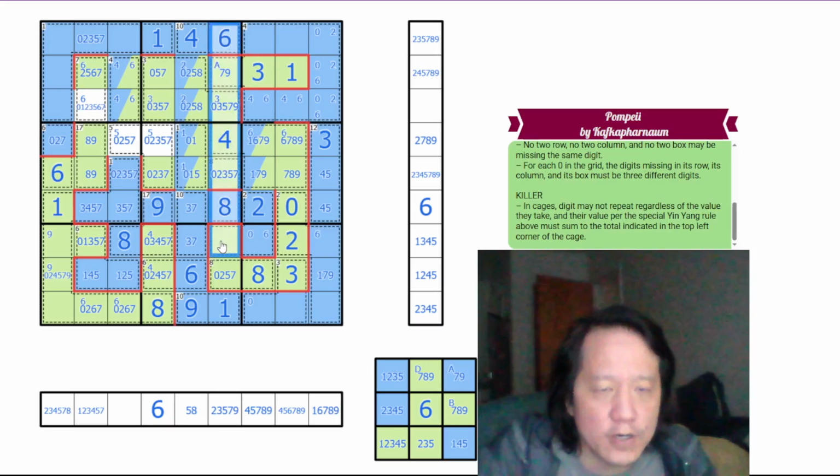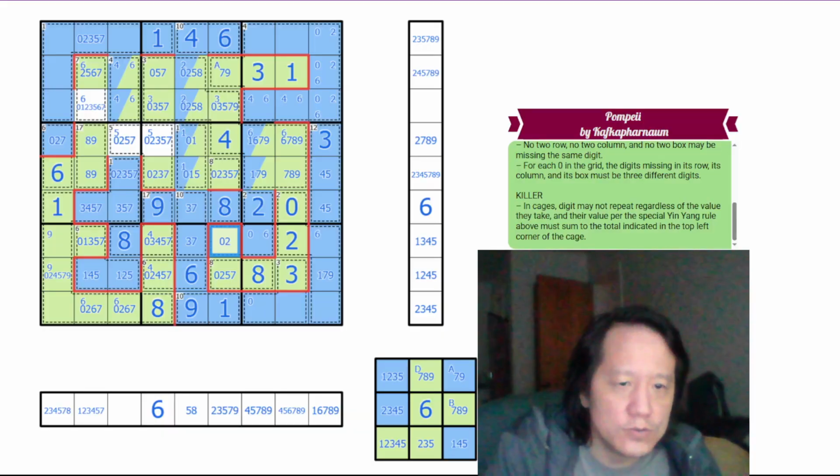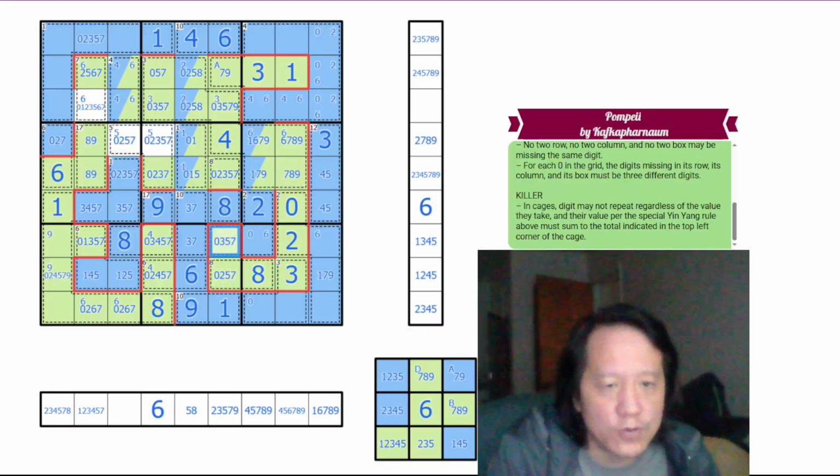Remaining digits of box 8: we have 0, 2, 3, 4, 5, 7. Right? No 2 and no 4 here.